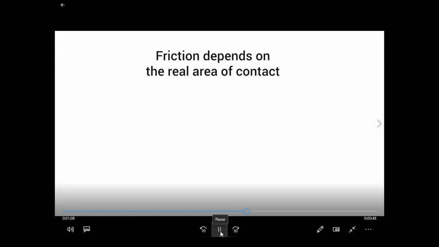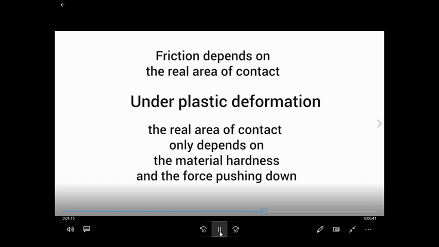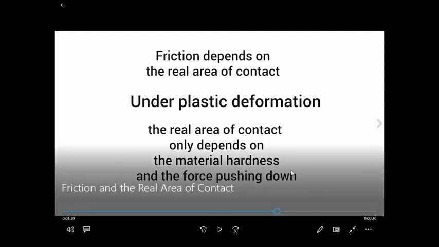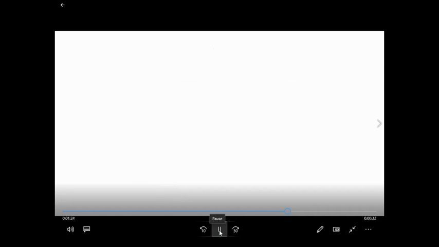The amount of friction depends on the real area of contact, and for this case, where the surface deforms plastically, the real area of contact only depends on the material hardness and the force pushing down. In other words, mu Fn, right? The material hardness is going to contribute to that mu value, and the Fn is just how hard the force of gravity is pushing down on it, right? The apparent area of contact does not affect the friction at all.